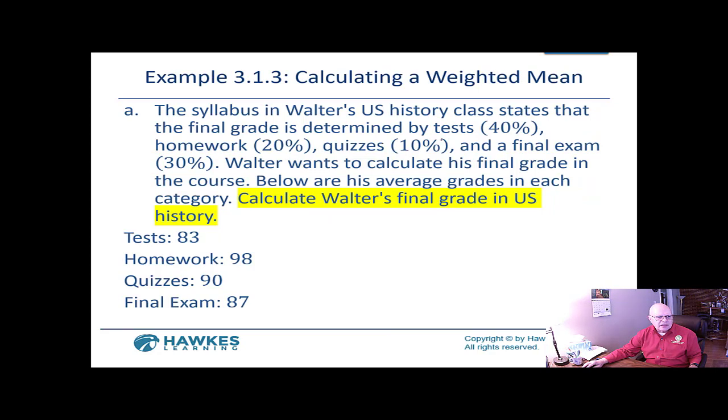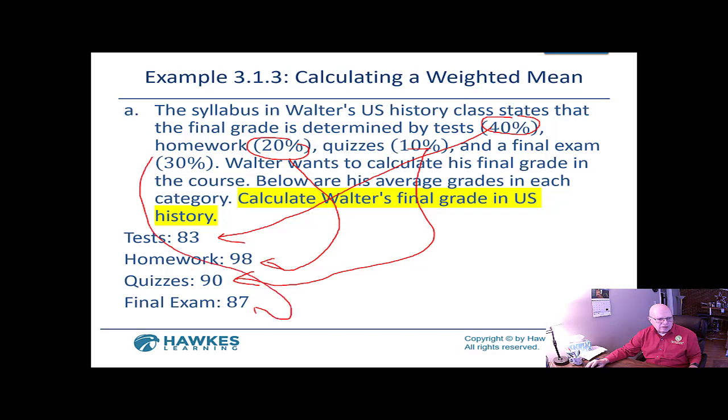Calculate the weighted mean. Here's another one for you to try. Remember the tests are 40, so you match that up with the 83, match the 20 with the homework, which is with a 98, the 10% goes to the quizzes, and the final exam, 30. So you multiply the 83 times the 40, and so on. And add all those 4 products, and you got your final grade.